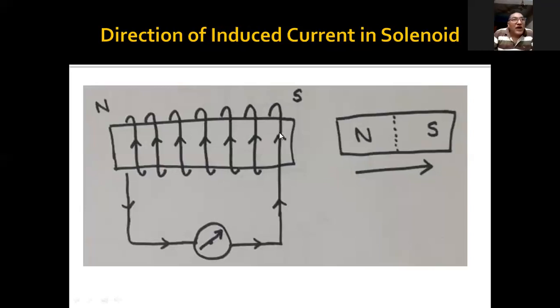So what I will do, I will put arrows in the upward direction on these coils which are facing me. It means the current is going up in these coils. And from the other side, the current is going down. So I came to know the direction of the current. According to these arrows, I know that the current is now flowing from the left to the right. So the pointer of the galvanometer will also point towards the right.